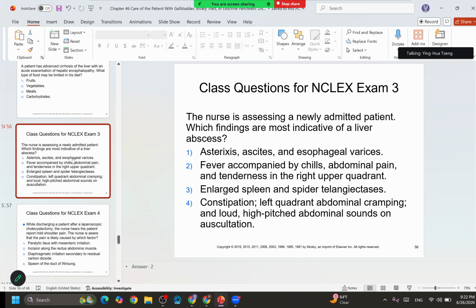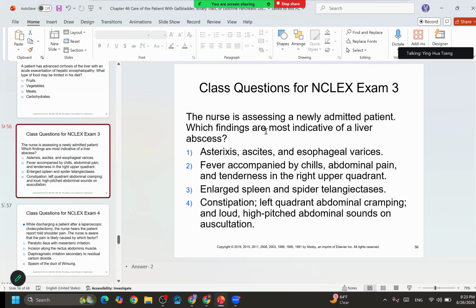Okay, number 3. The nurse is assessing a newly admitted patient. Which finding is most indicative of a liver abscess? So the liver has some kind of abscess there. Number 2. Yes, 2. Remember, what is an abscess? It's like a layer with pus inside, with dying bacteria and virus, and also dying white blood cells. So that's what causes infection very easily. Which one is the infection? This is a fever. Fever is some kind of infection already, right?